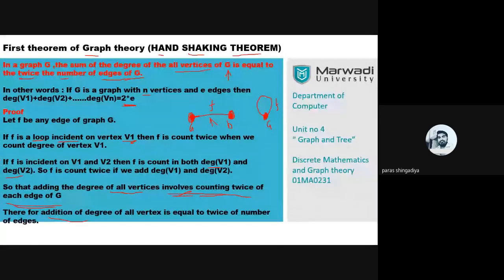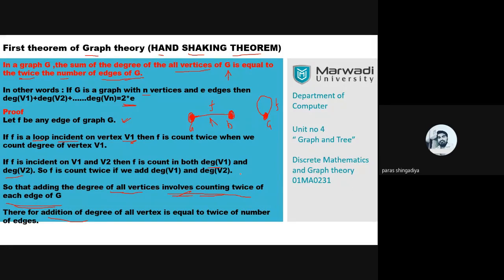You have to start with any edge and take two conditions for this edge. Clear? Which two conditions? In one case, it is a loop. What is the meaning of a loop? When we count the degree, it is considered two times for the particular vertex. And in the second case, take it as an edge. So f is incident on v1 and v2, which means it is an edge. So what does it mean? f will be counted in both places, at vertex v1 and at vertex v2. And so f is counted twice if we add the degree of v1 and the degree of v2. So that is the second case.